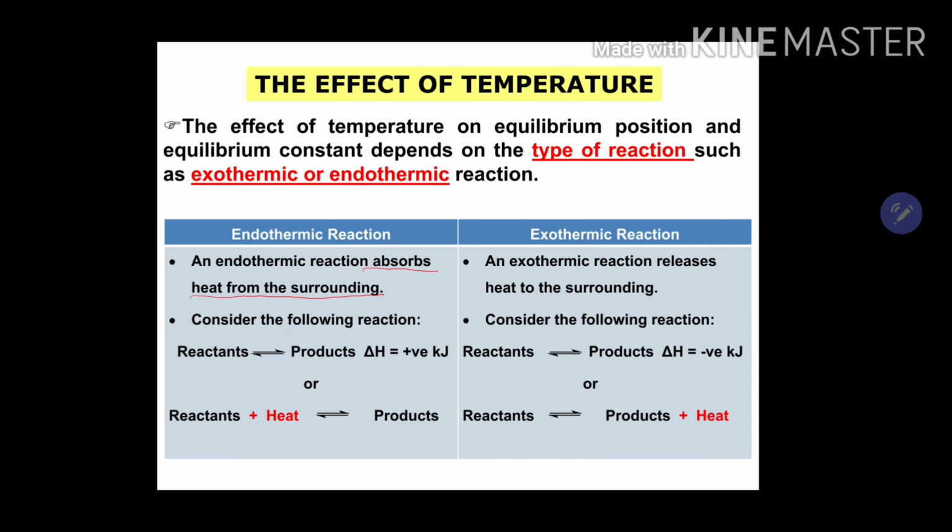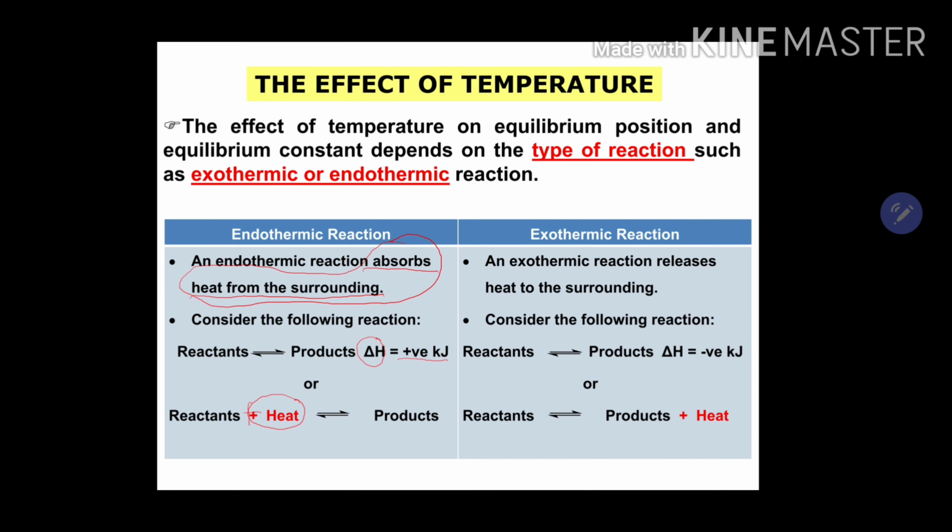So consider the following reversible reaction between reactants and products. The change of enthalpy, delta H, is a positive kilojoule value, meaning a positive value. Or we can put heat beside the reactants, because in endothermic reaction, in order to produce product, it must absorb heat from the surrounding. So we put heat beside the reactants.